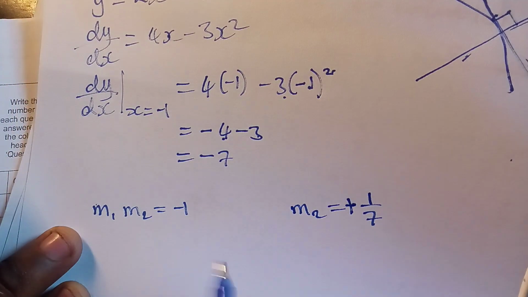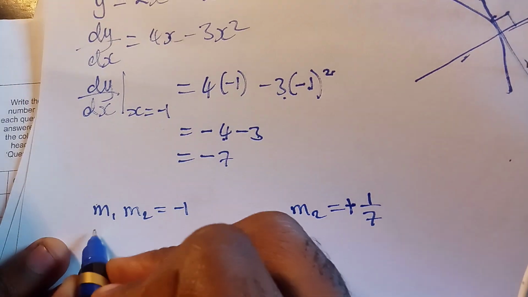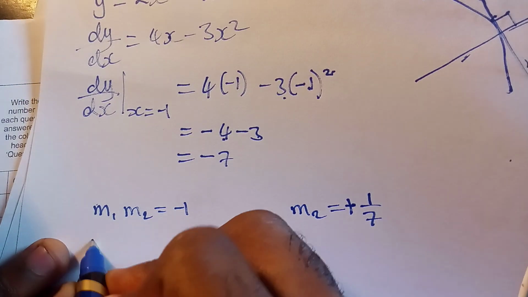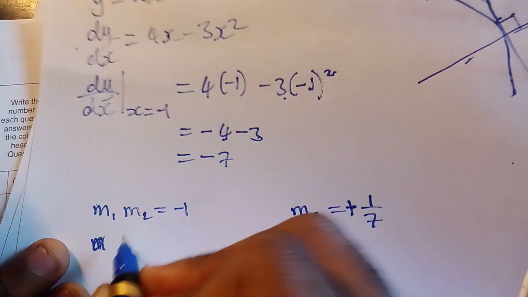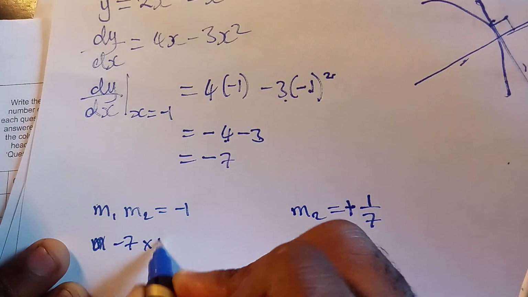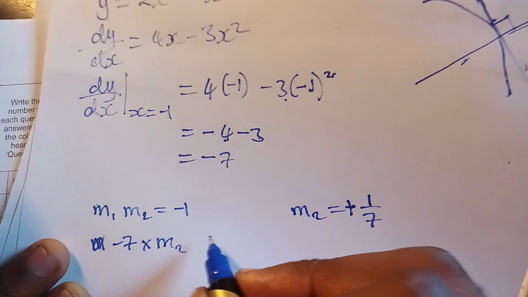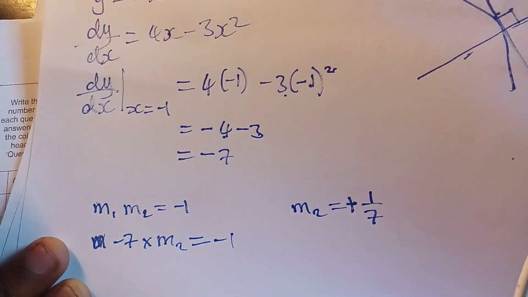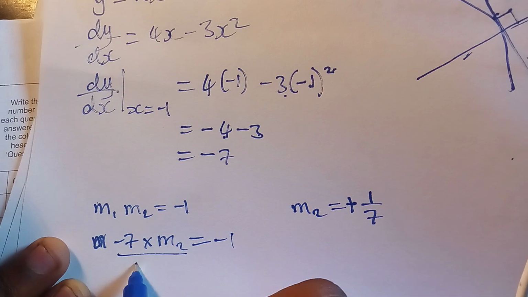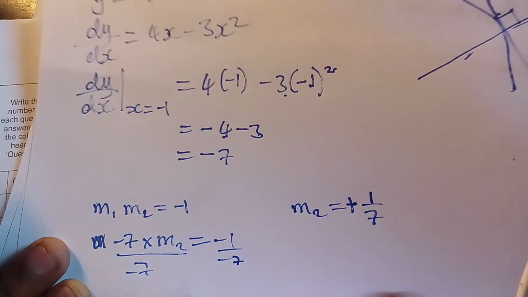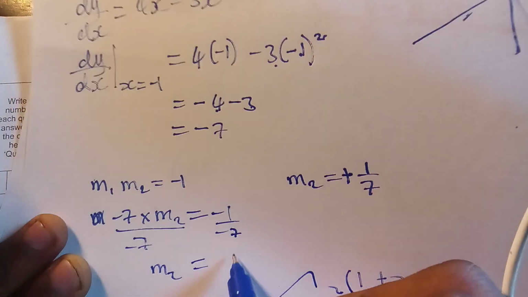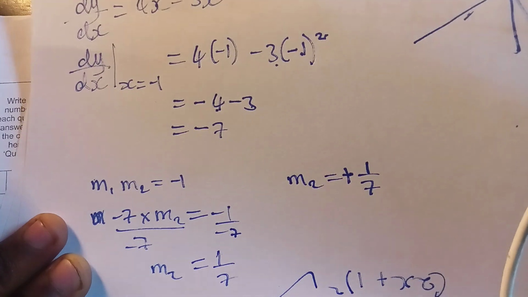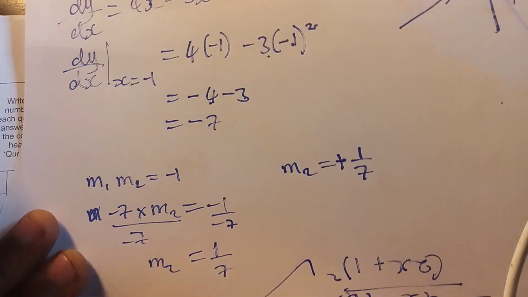So let's use this one for the sake of the marker. So we have m1 as -7 multiplied by m2, which is equal to -1. So you divide both sides by -7, you have your m2 as 1/7.